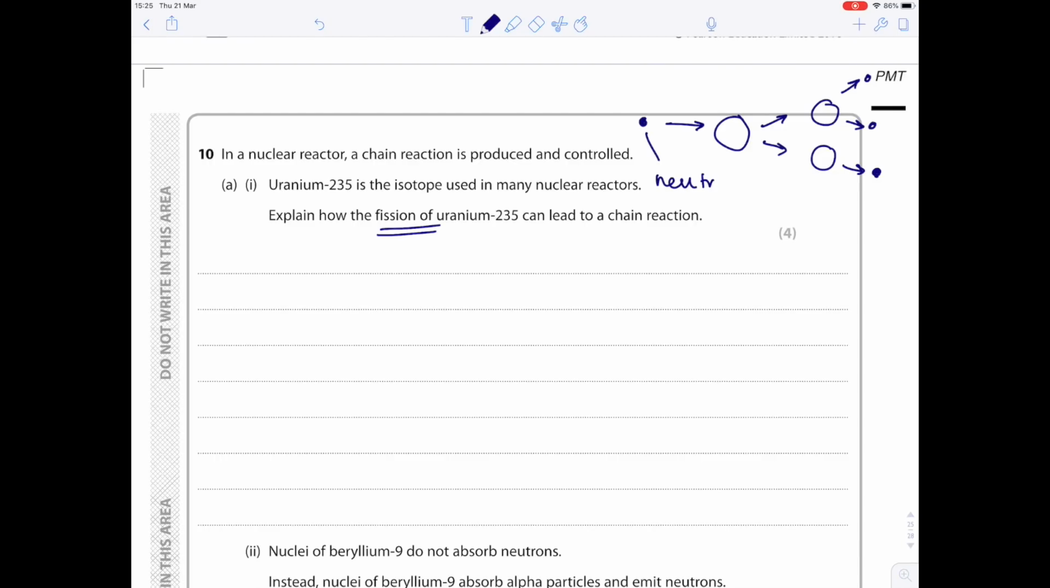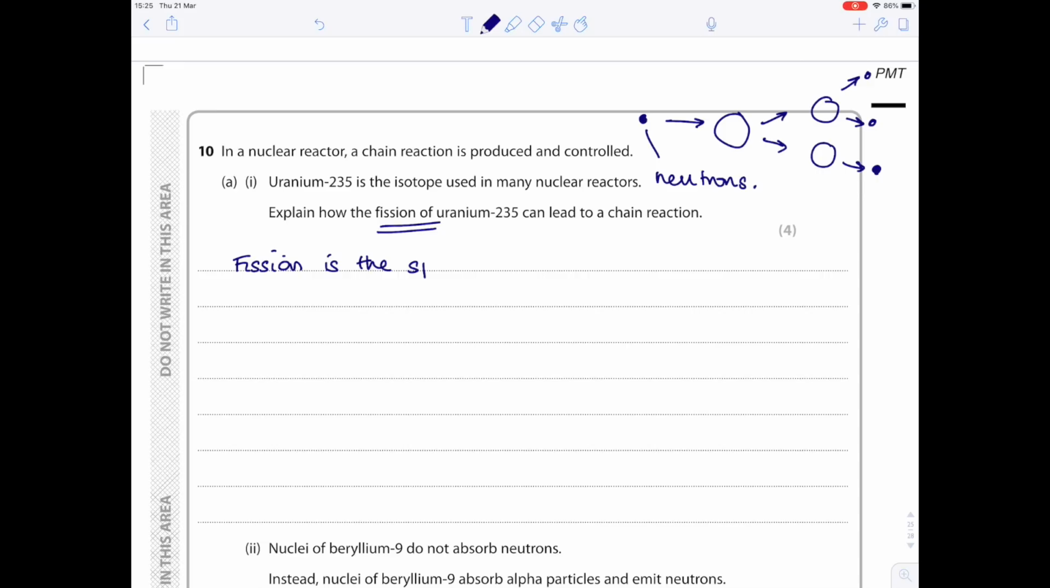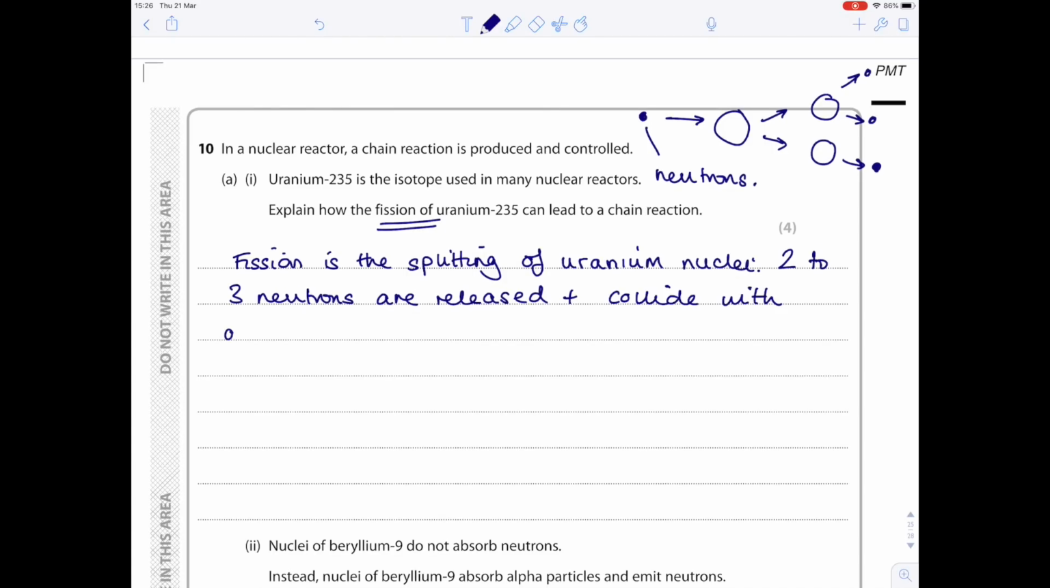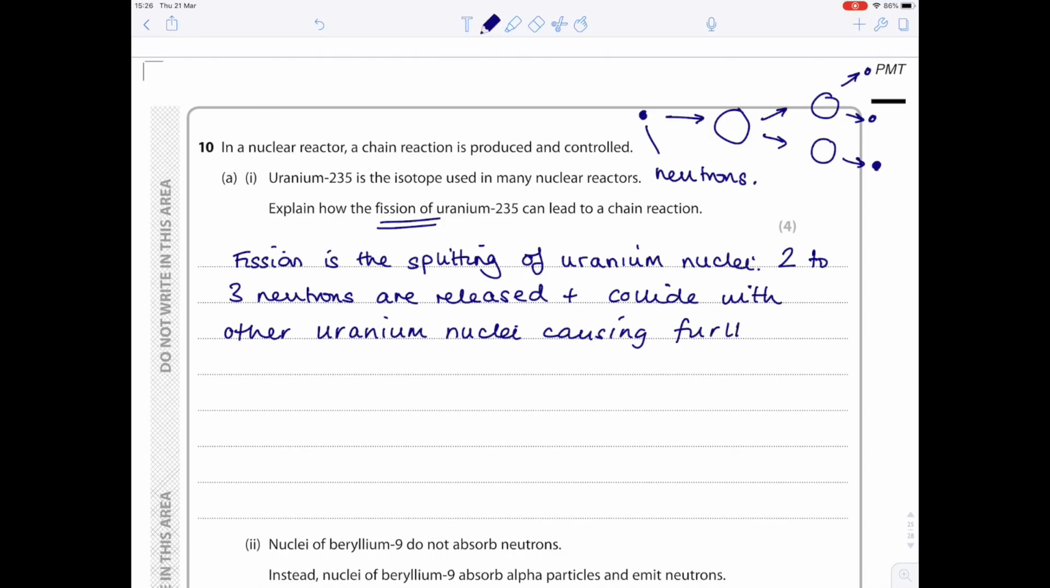And so really what we have to do here is state this. So fission is the splitting of the uranium nuclei. Two to 3 neutrons are released, and remember these go off and collide with other uranium nuclei, causing further fission. And remember, this is a very dangerous process because it sets up a chain reaction, which if allowed to get out of control could cause a huge explosion.